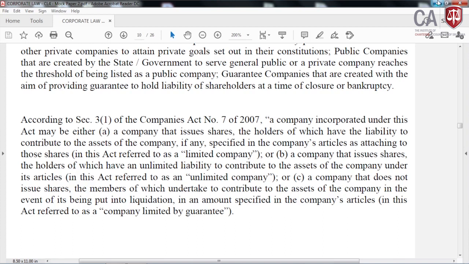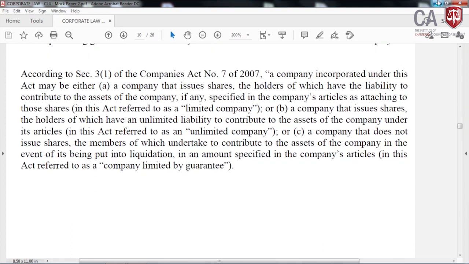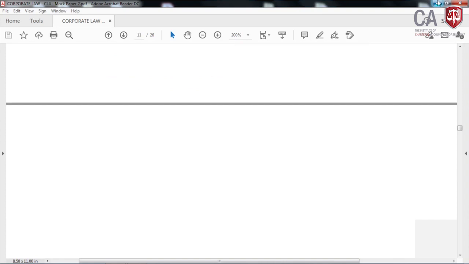So, based on the liability aspect, a company can be a limited liability company, a company can be an unlimited company, a company can be limited by guarantee. So, now we have covered public company, private company, guarantee company, and with regard to limitation of liability, limited liability company, unlimited liability company and guarantee company.